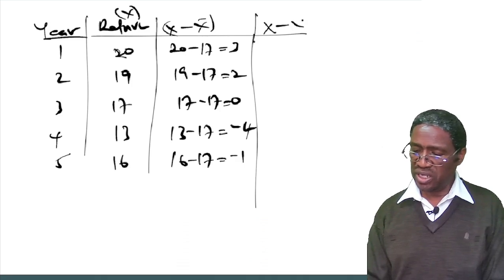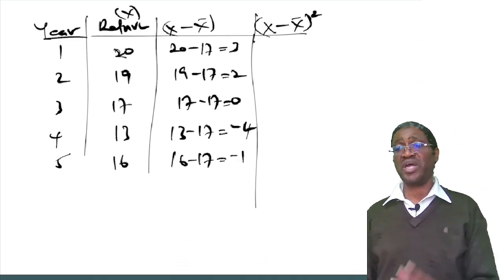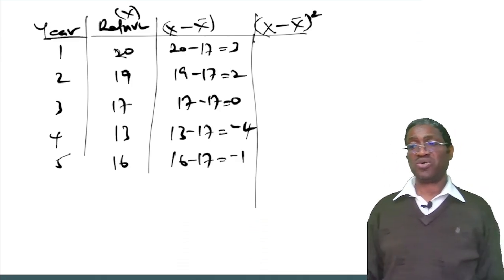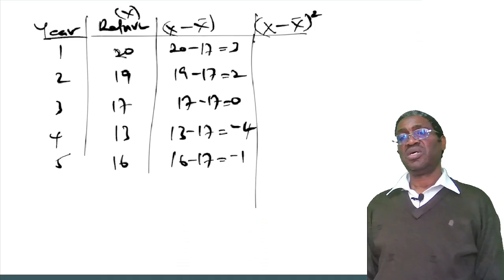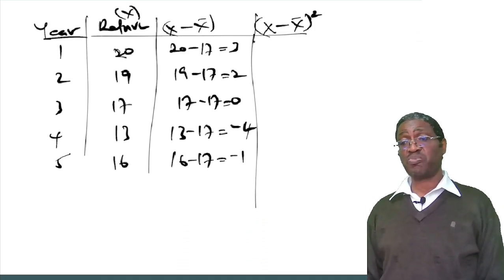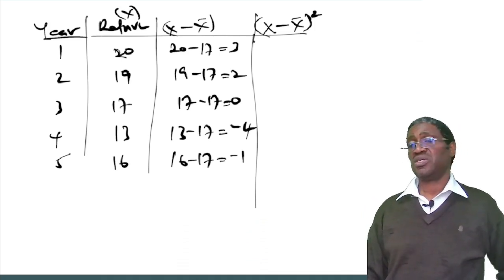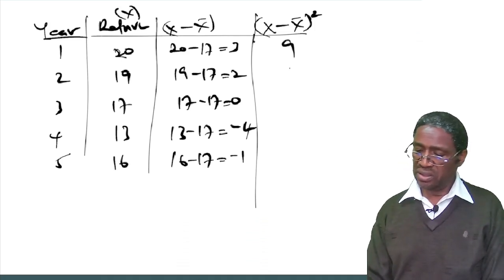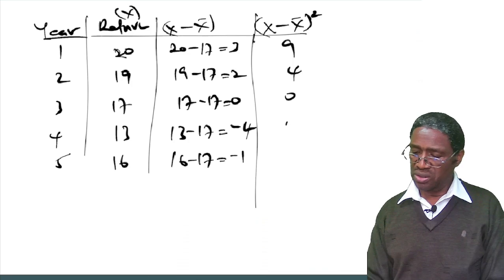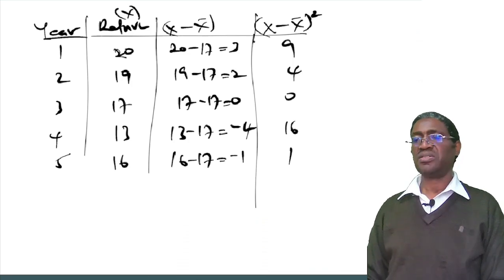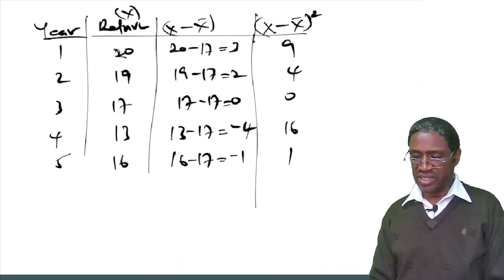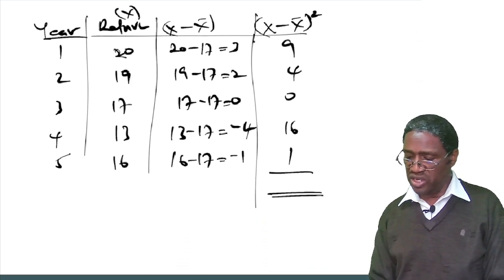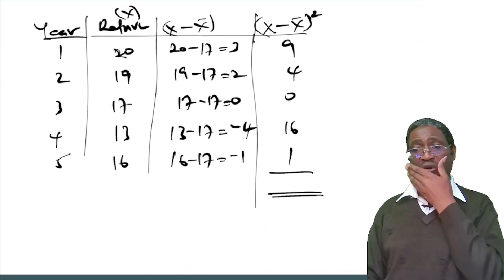This is x minus x bar squared. So we square the deviations. We have got some of the deviations as positive, some of them as negatives, so we square them. This will be 9, 4, 0, 16, 1. Then we get the sum of those deviations.